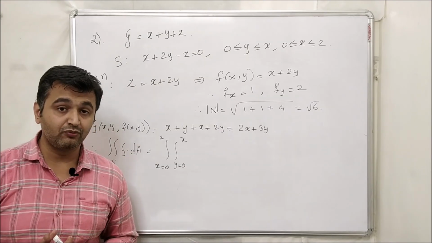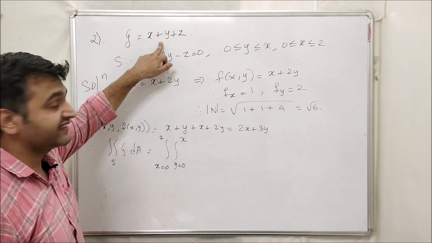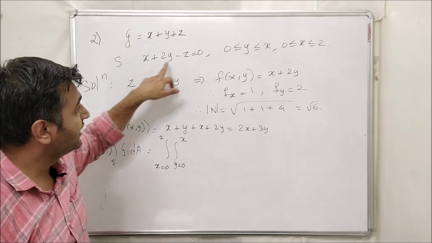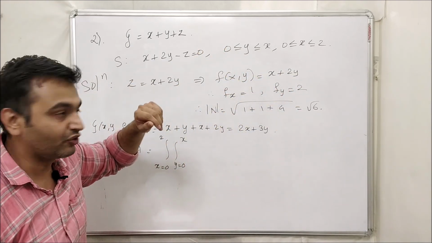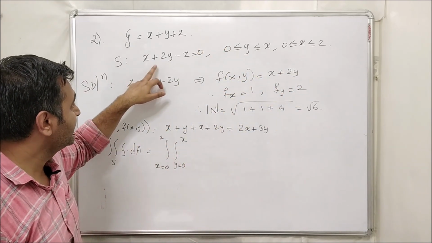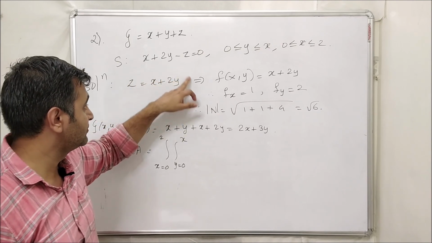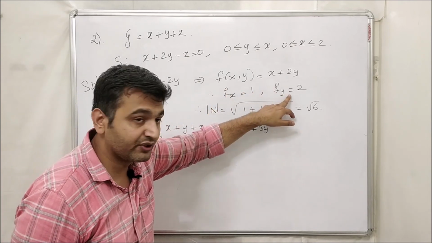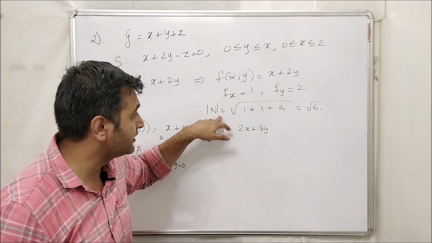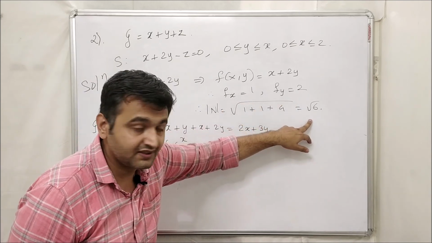So here is the second problem. I have written most of the things just to save your time. This is a scalar field, this is a surface, and here they have directly given you the limits of x and y. So they have reduced your job a lot. Again, can you write your z in terms of x and y? Yes, you can. So z is x plus 2y. This is my f of xy. Find f with respect to x, which is 1, f with respect to y, which is 2. Find the mod of the normal vector, which is nothing but square root of 1 plus 1 square plus 2 square, so root 6.